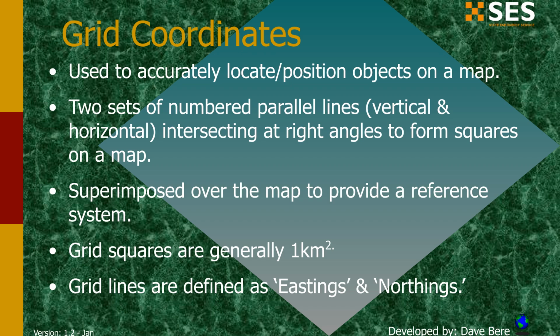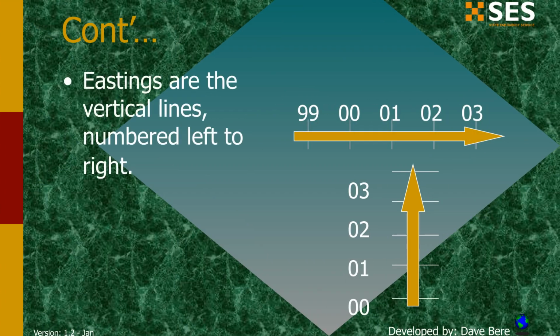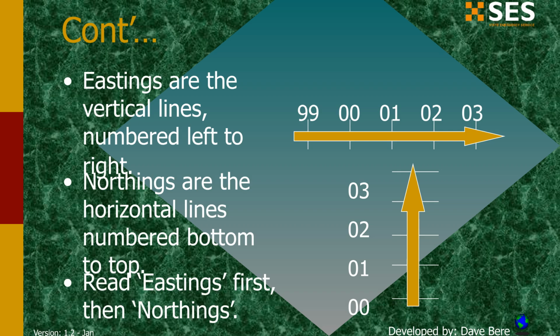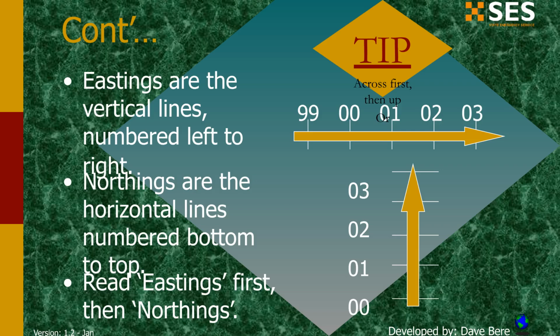The vertical lines are eastings, and the horizontal lines are northings. Eastings are the vertical lines, numbered left to right, and northings are the horizontal lines, numbered bottom to top. Always read the eastings first, then the northings. Remember the tip: across first, then up, or E before N.